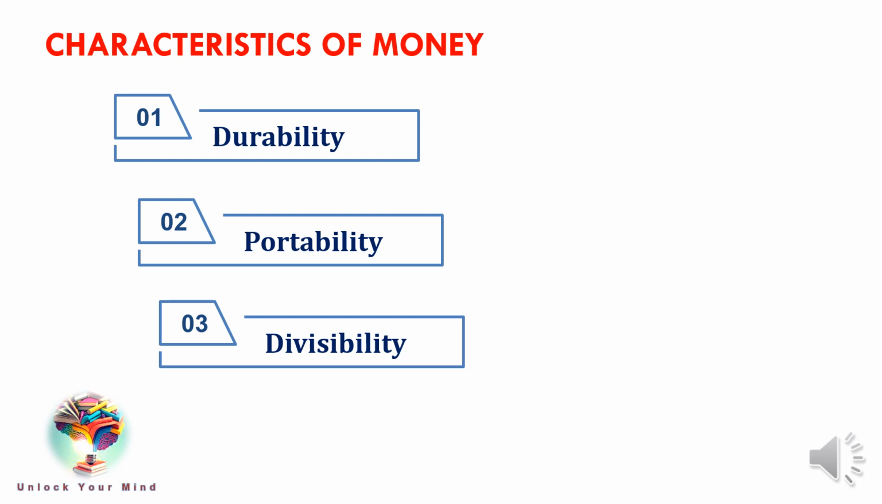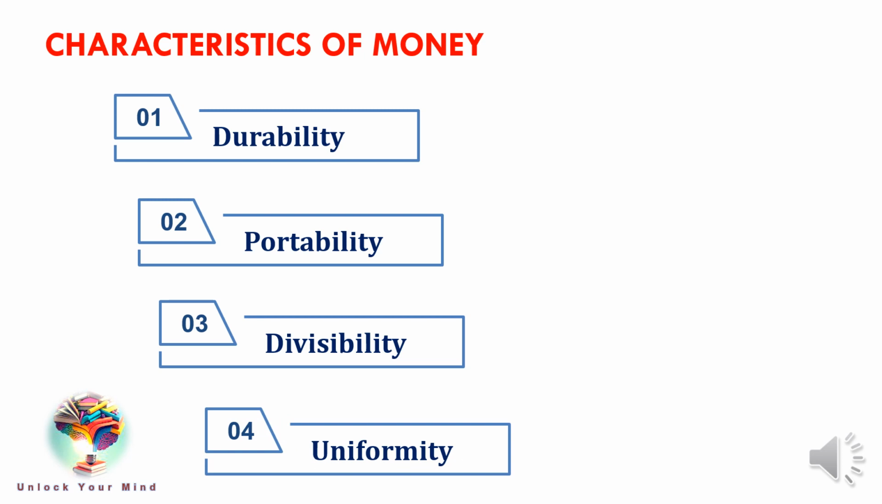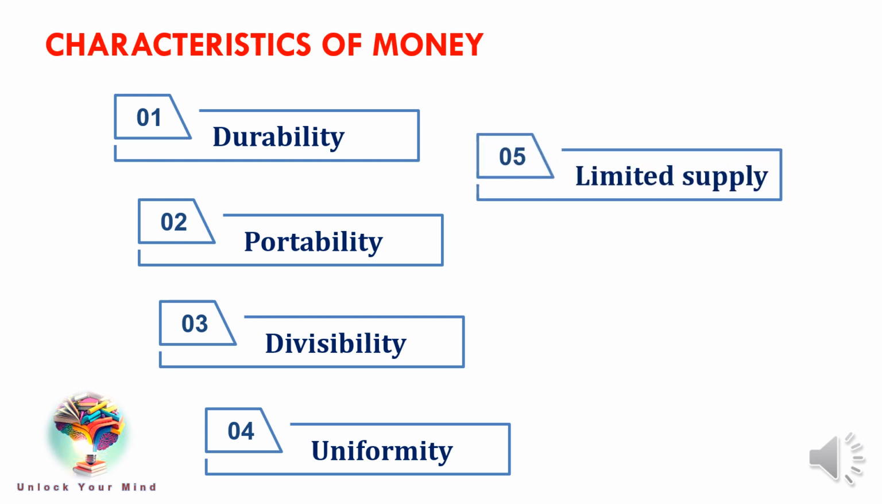The fourth characteristic, uniformity, means that all units of the same denomination of money must have the same purchasing power. It is a characteristic that performs the function of standard of deferred payments. The fifth characteristic is limited supply. It helps in storing the value of money, meaning that constraints on the amount of money in circulation ensure that values remain constant for the currency.